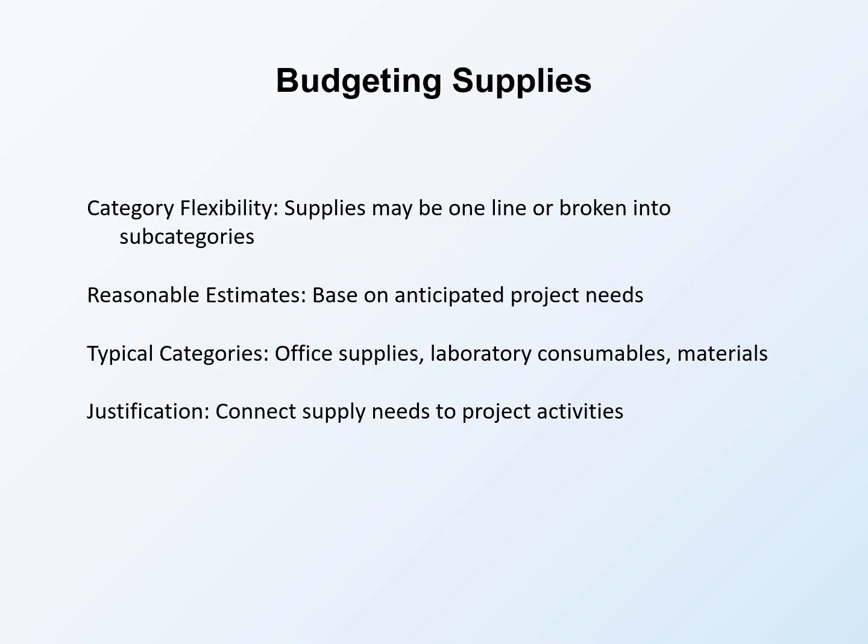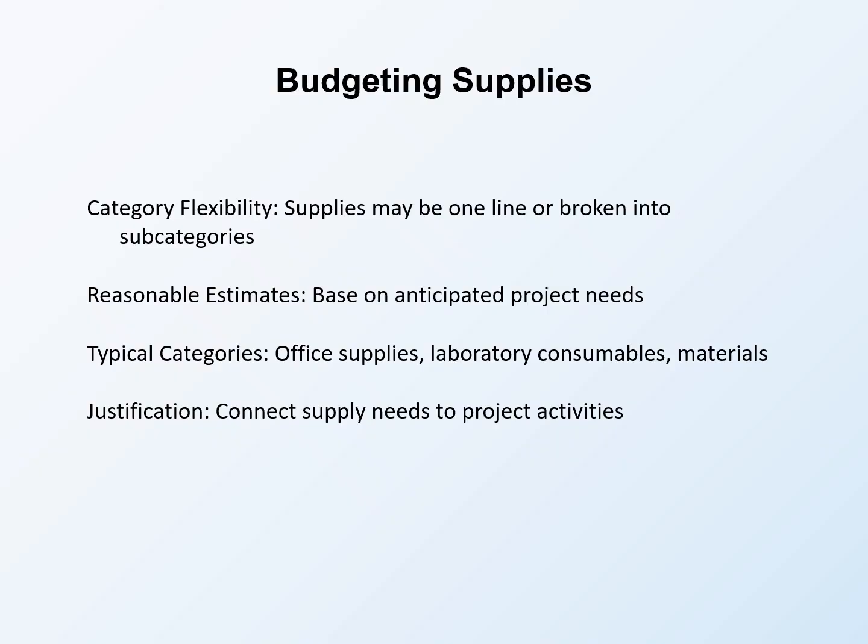Base estimates on anticipated project needs rather than convenient round numbers. Consider what activities you will conduct, what materials those activities require, and what quantities you will realistically use. Estimates grounded in project plans are more defensible than arbitrary figures. Typical supply categories include office supplies for project administration, laboratory consumables for research activities, materials that become part of project outputs, and minor equipment below the threshold. The specific categories depend on your project type. Justification connects supply needs to project activities.